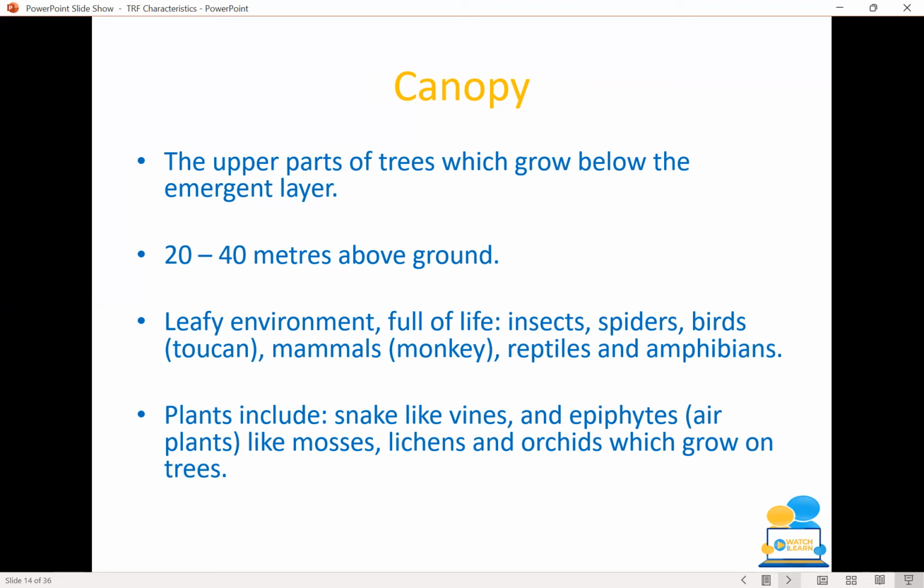Plants also include the snake-like vines that we spoke about before, that are basically parasitic plants that hang on to the trees and hitch a ride up as they grow to get to the sun. And also what are called epiphytes. And these are air plants. And these air plants are very different in terms of the roots hang down off the branches in the air and they soak up the moisture that's within the air and the nutrients are soaked up from the tree. So they're a bit like a parasitic plant as well. Okay, so epiphytes like mosses, lichens, and orchids, which grow on trees as well. And they can all be found in the canopy area again of the tropical rainforest.